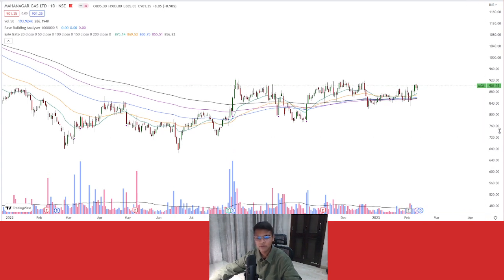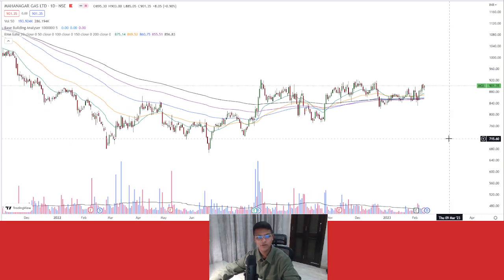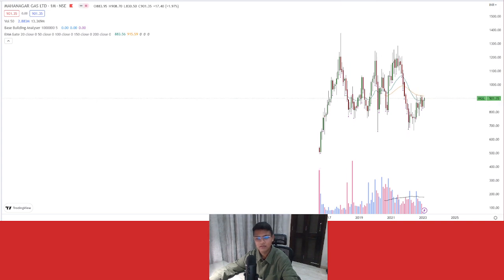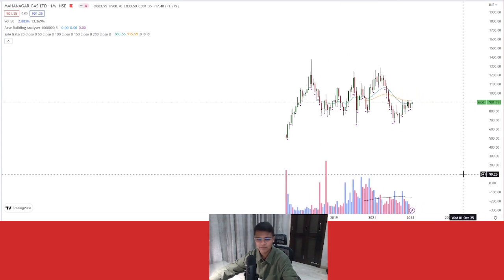Before analyzing the daily charts, I like to have a top-down approach for any company that I'm viewing. I start with a monthly time frame, then go on to the weekly, and then finally come down to the daily chart to analyze how the stock will perform in the upcoming days or months. So let's first go to the monthly chart of Mahanagar Gas Limited and analyze this first.